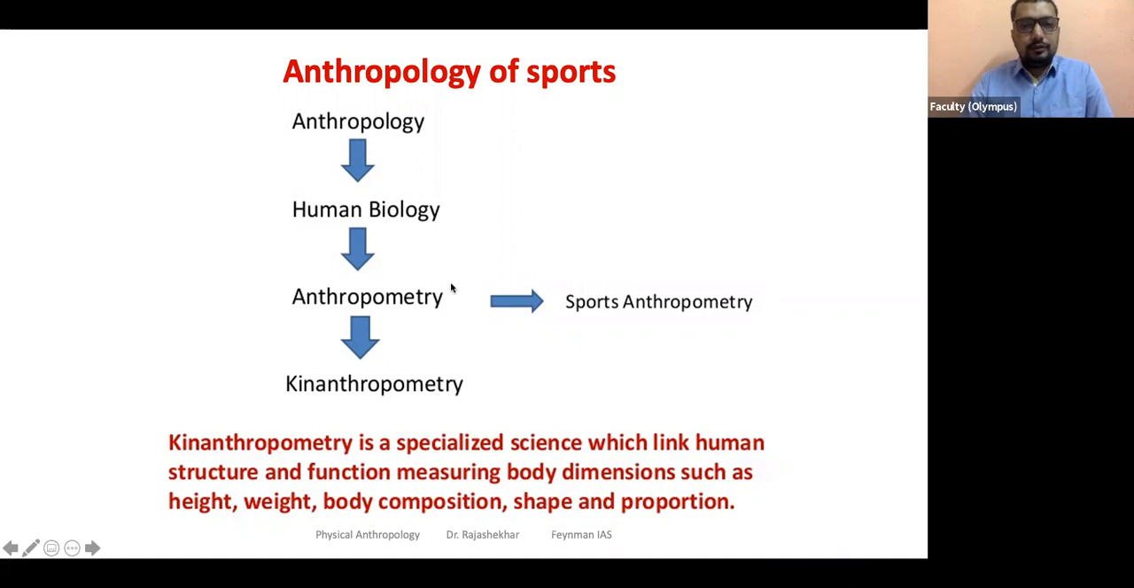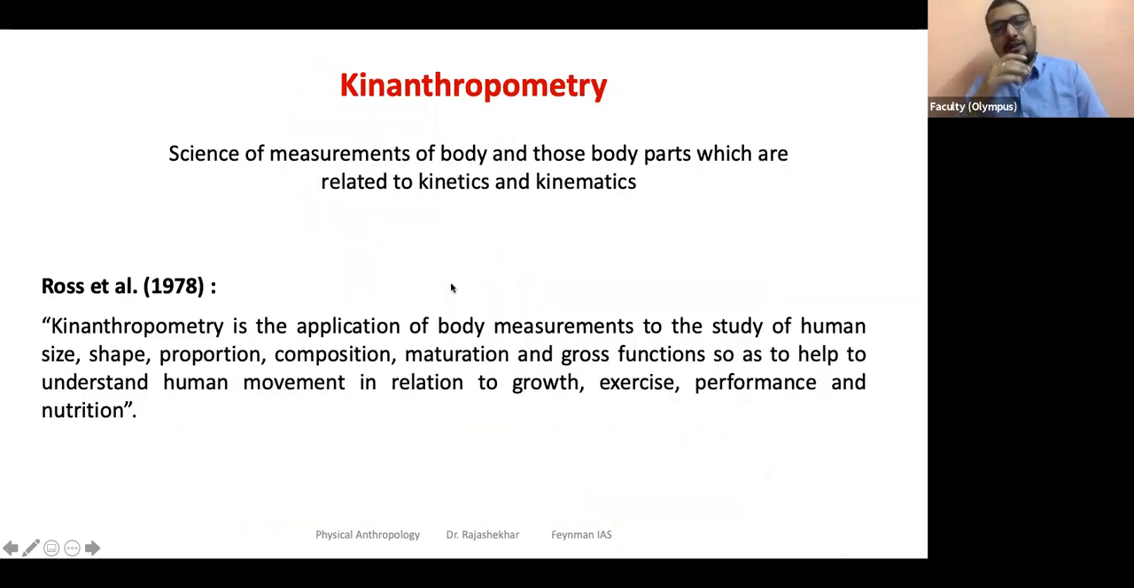Let's see how this is useful in sports. I'm going to give you a bit of definitions and some observations along with statistics. As I was already telling you, what is kinanthropometry? Kinanthropometry is the science of measurements of the body and those parts which are related to kin, meaning kinetics, movements, and kinematics. So this is related to how body movements happen and how body movements are defined by certain features of the body. This field is called kinanthropometry.